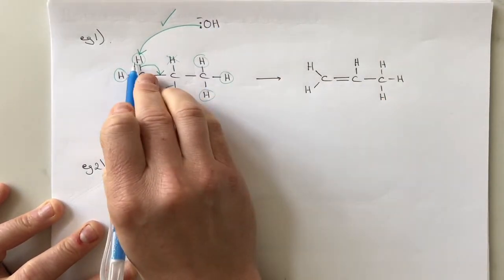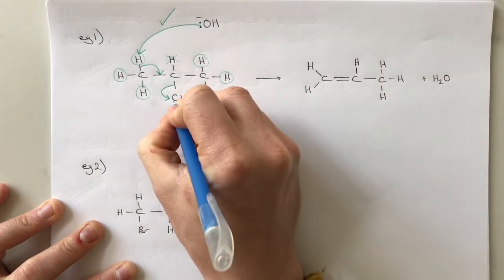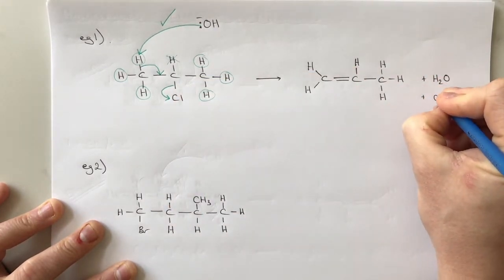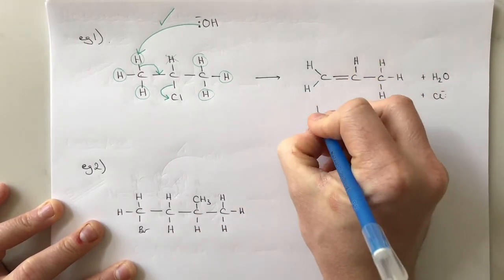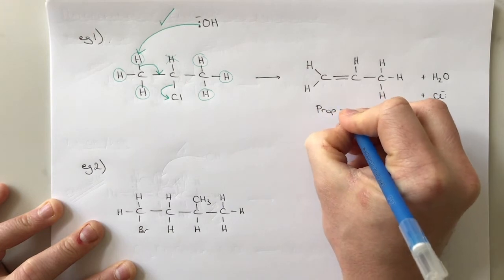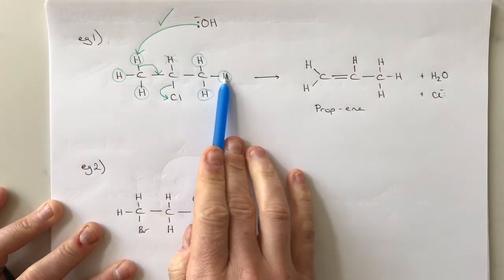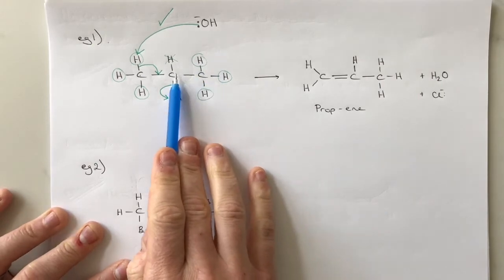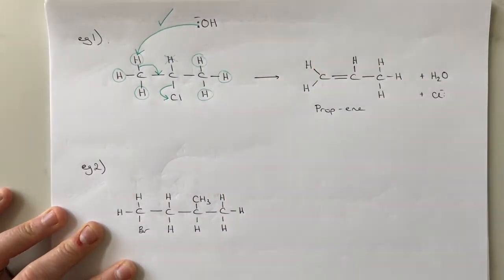The OH group has now gained a hydrogen, so that's formed water. And the chlorine has now been kicked off as a chloride. So that is meth, eth, prop. This is propene. Okay, and it doesn't matter if we'd attacked one of the hydrogens on this side, it would have still formed propene, just with the double bond on the other side, same molecule flipped over.